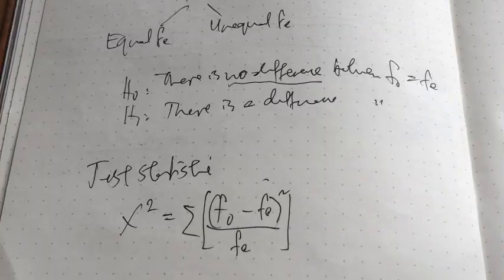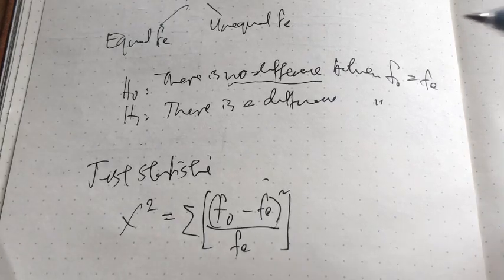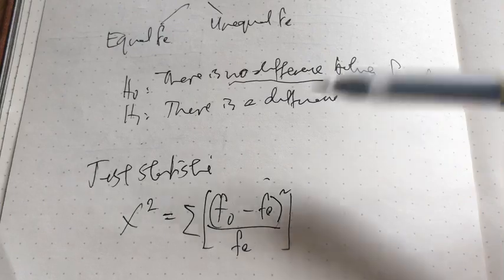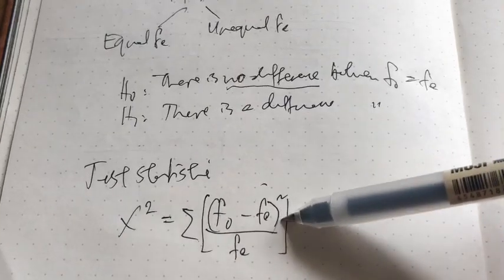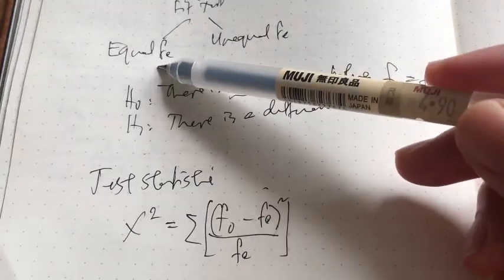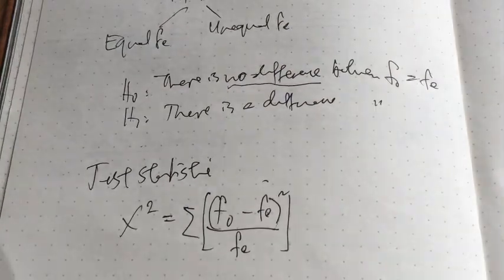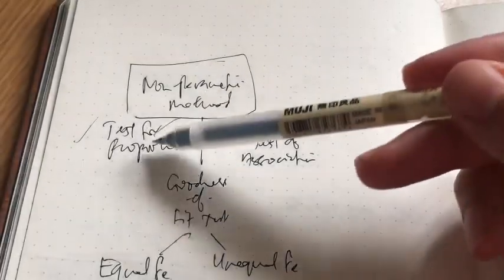Okay, so before you can calculate the test statistic, you need to find the expected frequencies first. So how can we find the expected frequencies? It depends on whether it's an equal FE case or an unequal FE case. Okay, so we've done these two.